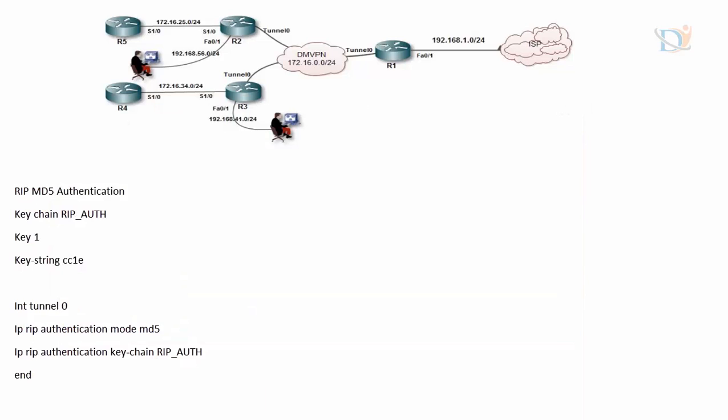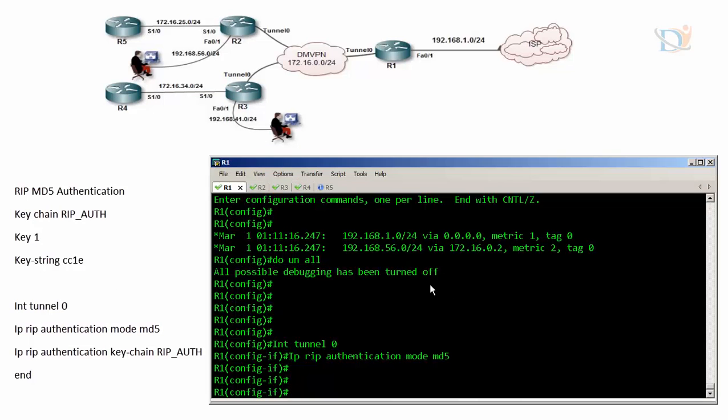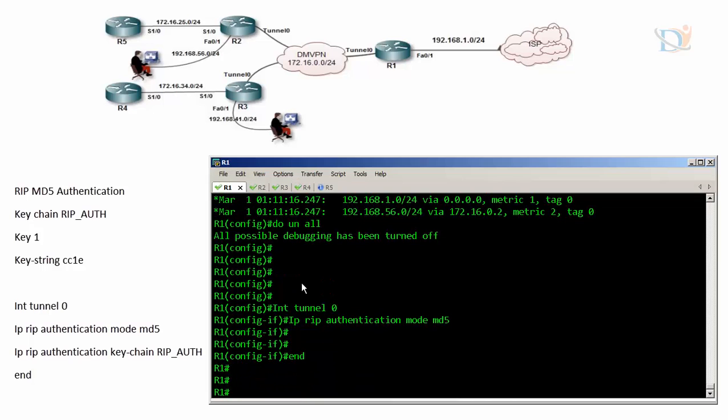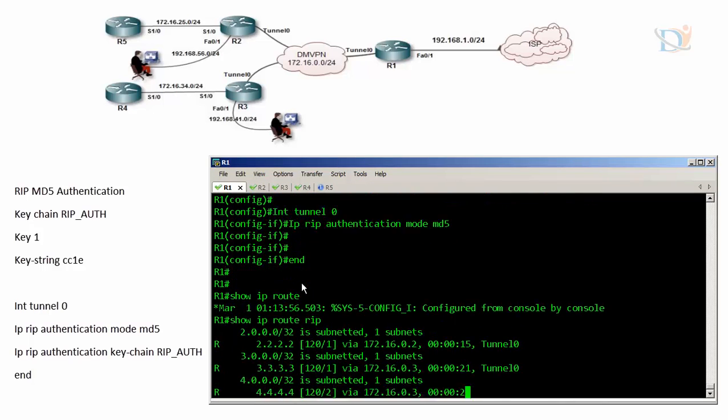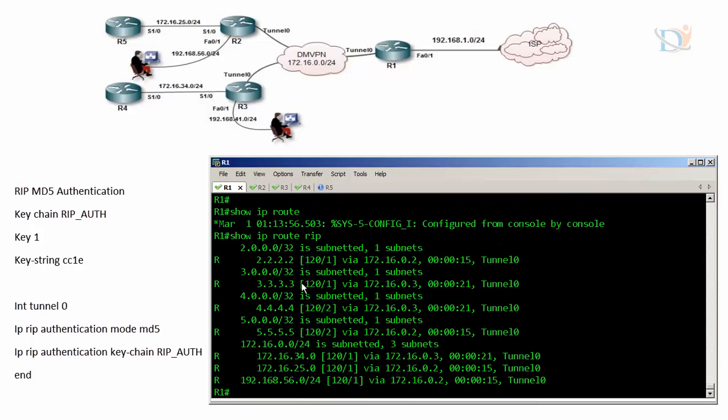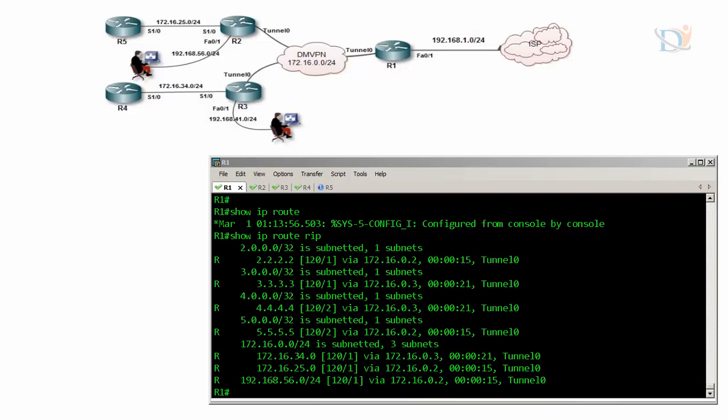Let's verify again with ping and see whether the neighborship is up or down. So come to router 1 and show ip route rip. As we can see, all the routes are being learned here, and we can verify like this. Now I would talk about summarization.